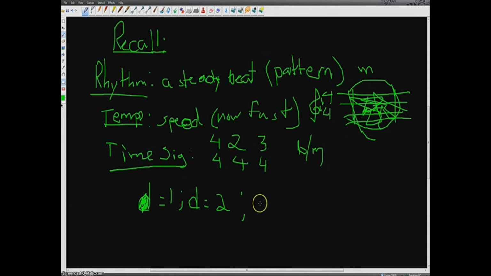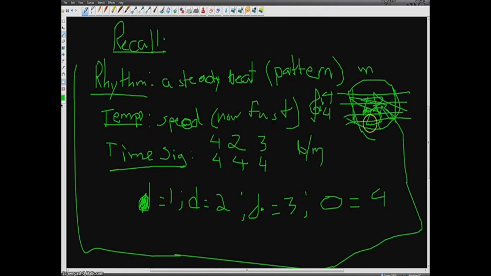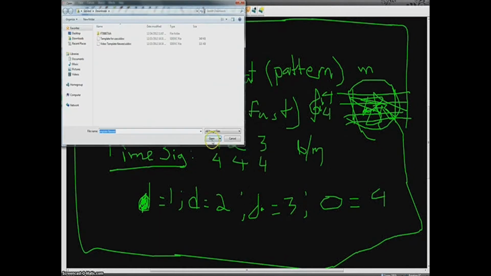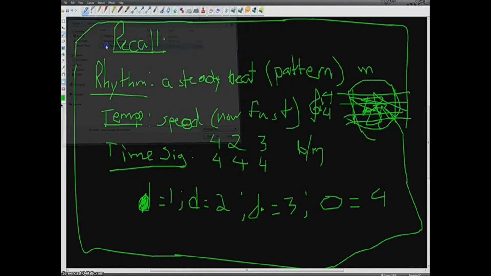And then I'm actually going to go over dotted halves on the next page, but just to let you know, this is 3 beats. And then the big guy, the whole note, is worth 4 beats. Okay, so that covers this page. So I'll just open up a new page, and we'll go over the dotted notes.